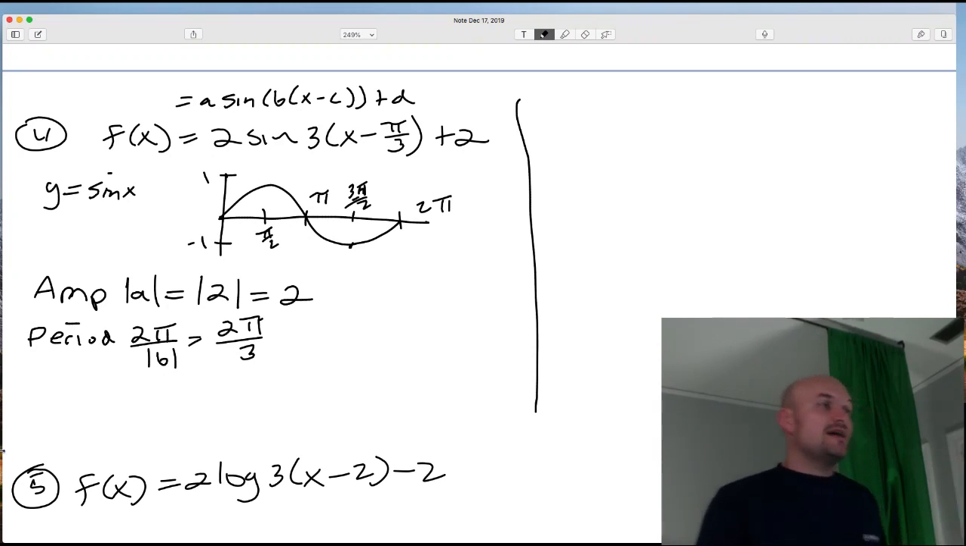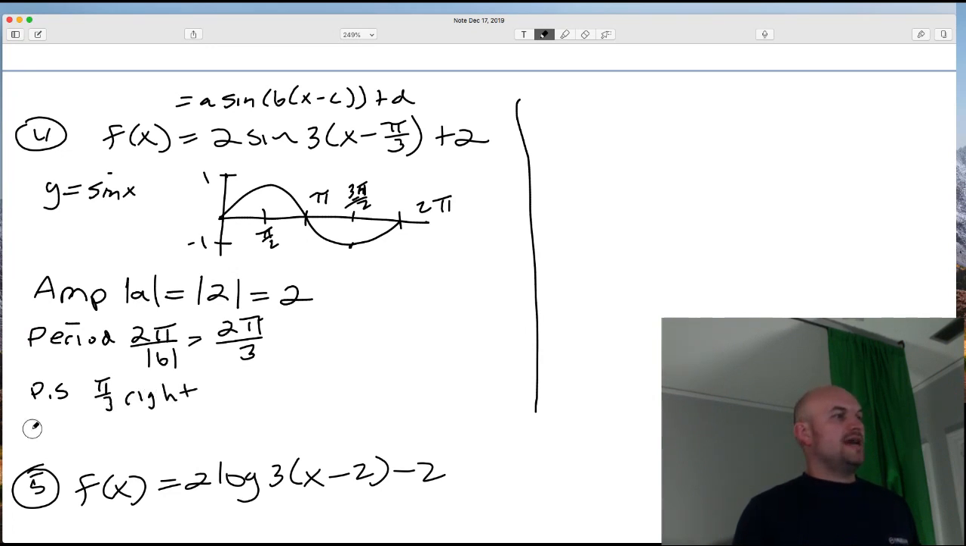The next thing is we want to understand our horizontal shift, which is the shift inside of the parentheses, as well as our vertical shift, which is the shift outside the parentheses. In this case, I'm going to have a phase shift of pi over 3 to the right, and a vertical translation of up 2 units.